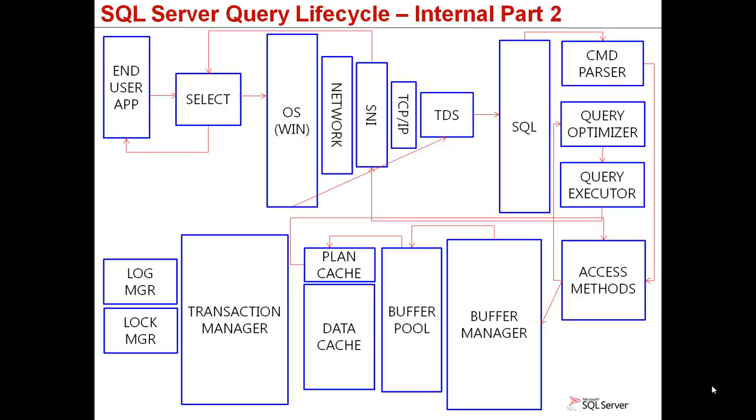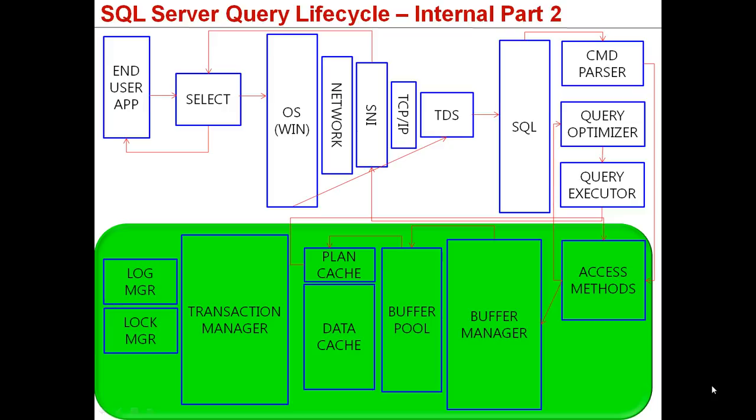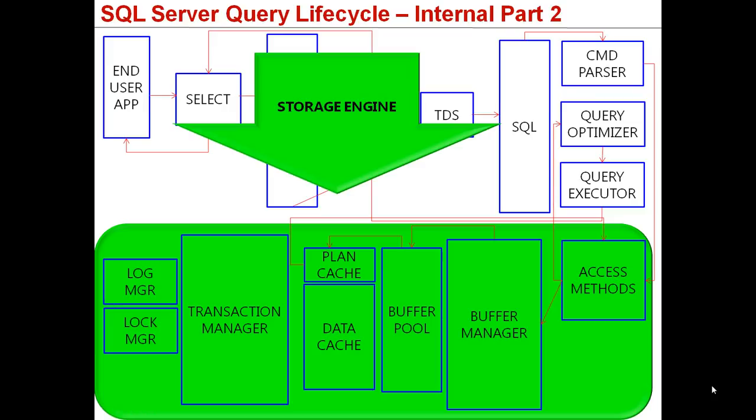There are two main engines in this whole operation. We're going to take a look at those now. So the command parser, query optimizer, and executor, these are part of the relational engine. And these others in green are part of the storage engine. In the next slides, we're going to see some more details about them.